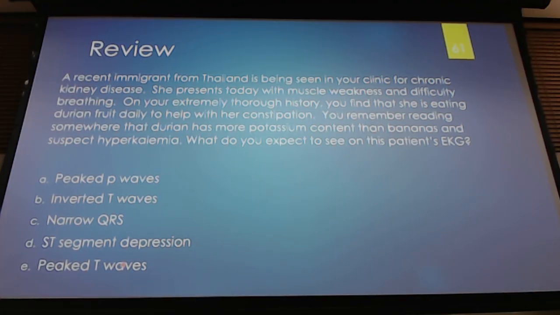Peaked T waves. Peaked T waves, right? Hyperkalemia. Okay, might we see anything else? We might also see a wide QRS. Usually not narrow. Inverted T's, not usually with hyperkalemia. ST segment depression, you could, but really primarily it's going to be those peaked T waves that we're going to see. Peaked P has to do with the atria, so usually it's not affecting.